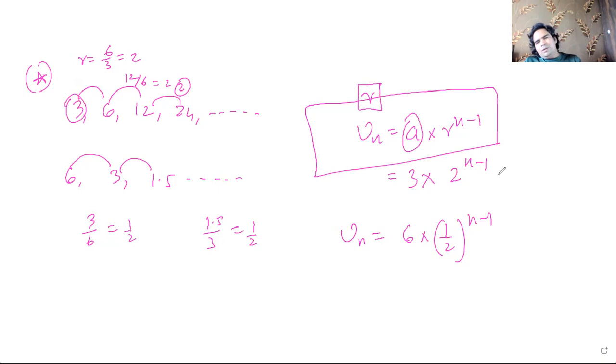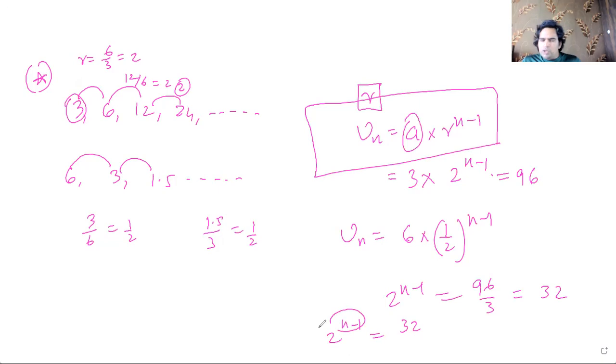Sometimes they ask you to write down which term will be equal to, let's say, if I give a numerical value here, for example 96 in this given sequence. If you solve for this, if I divide by 3 here, 2 to the power n minus 1 will be 96 divided by 3, which is 32. So 2 to the power n minus 1 is 32. What n value should I plug in so that I get the answer 32?